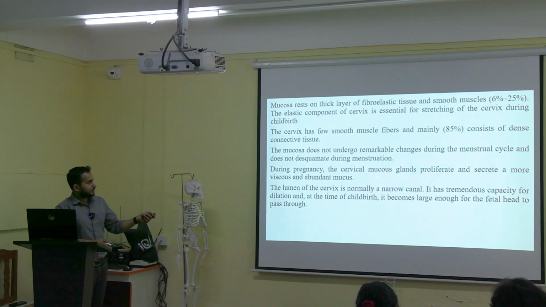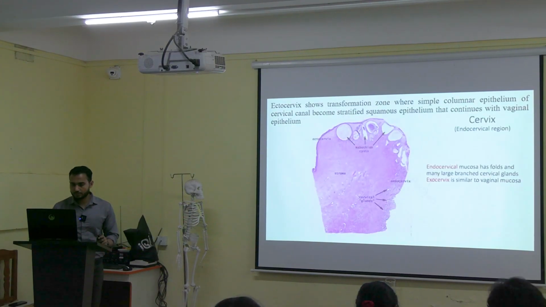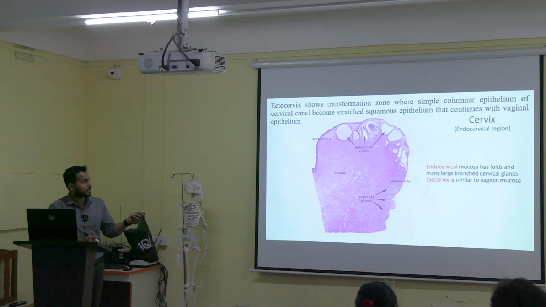See, during pregnancy, the cervical mucus glands proliferate and secrete more viscous and abundant mucus. The lumen is very narrow, but due to the presence of the fibroelastic tissue, it has tremendous capacity for dilatation at the time of childbirth, enough so that the fetal head can pass through it. Now, what is this ectocervix? This is the transition zone, or you can say transformation zone, where simple columnar epithelium of the cervical canal becomes stratified squamous non-keratinized epithelium and is continuous with the vagina.